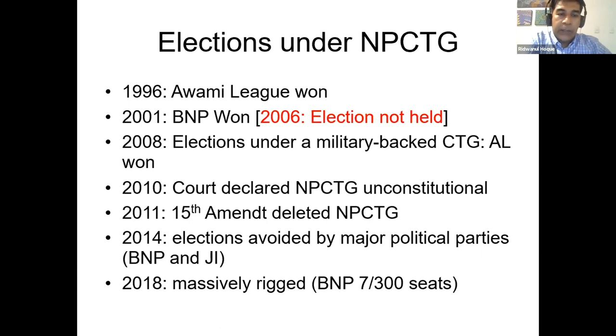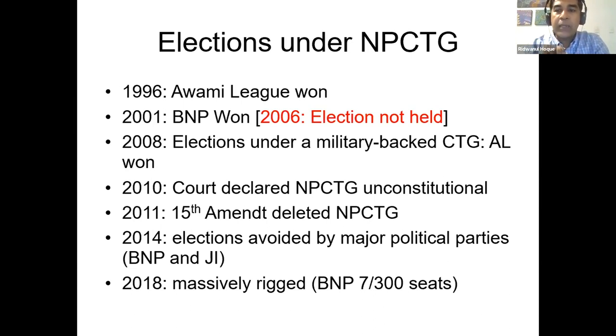And in the meantime, the Awami League introduced the 15th amendment to the parliament. It was tabled before parliament on the 25th of June 2011, and it was passed the same day. However, there was a special parliamentary standing committee formed to look into the details of the 15th amendment.